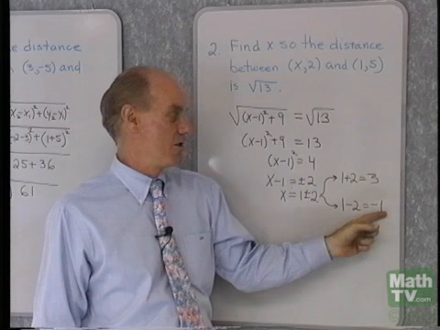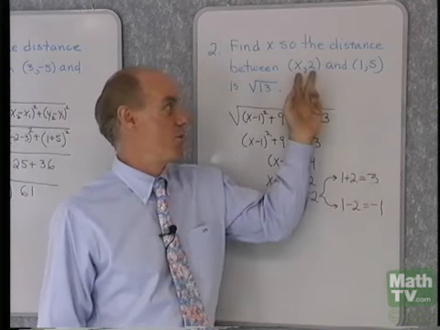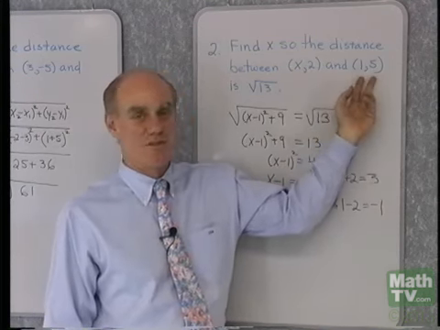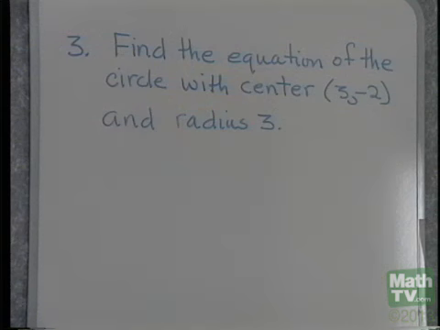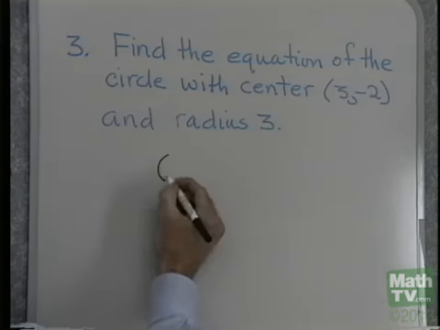So two possibilities here, 3 and negative 1, each of which will give me a point that is square root 13 units from the point (1, 5). Next I want to work with the equation of a circle. I want to find the equation of the circle with a center at (3, -2) and a radius of 3. So my equation for a circle is this.